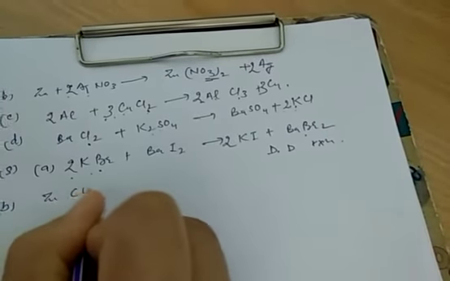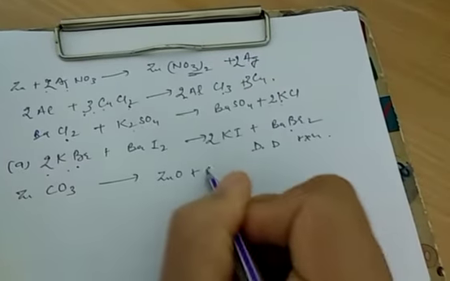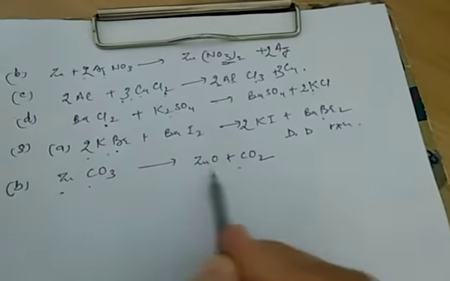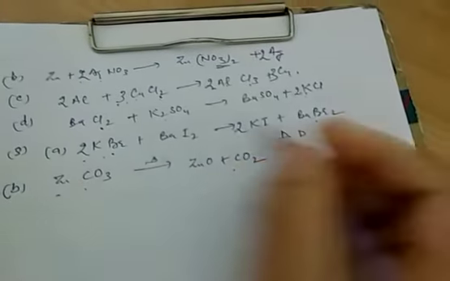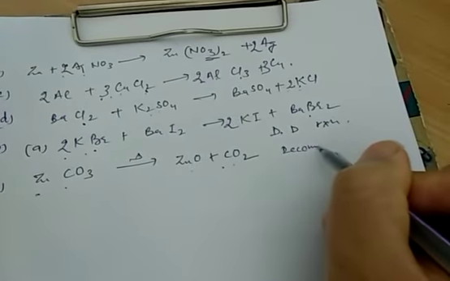B part. Zinc carbonate ZnCO3 on heating gives ZnO plus CO2. The reaction is balanced and here one reactant changes into 2. So it is a decomposition reaction.